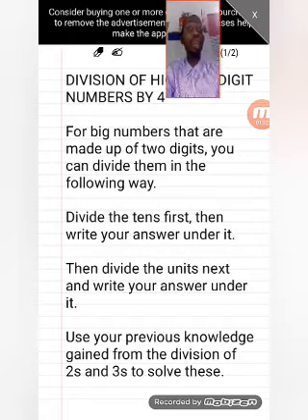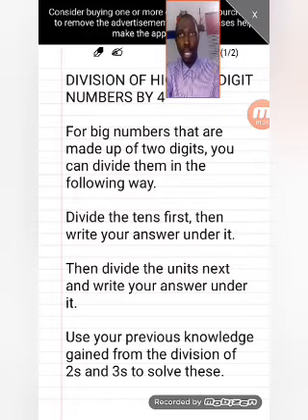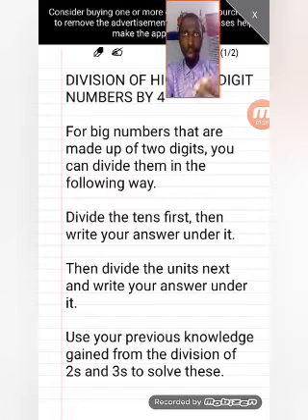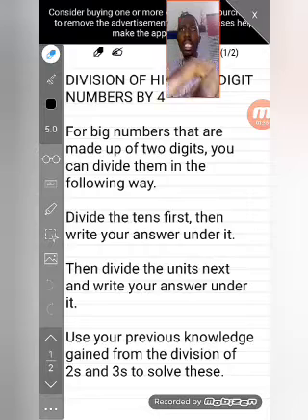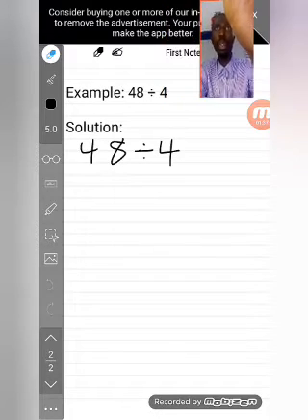So we're just at the level of 4. Use your previous knowledge to also help in doing this. So let's look at the next page and solve this example.